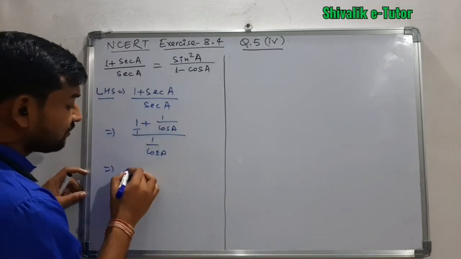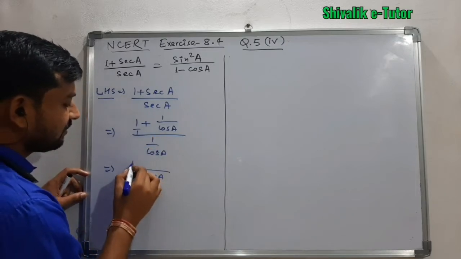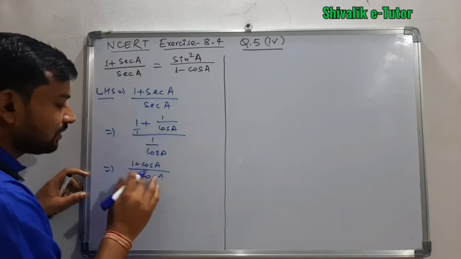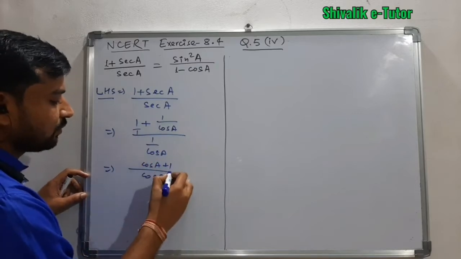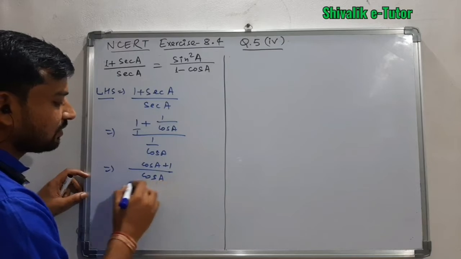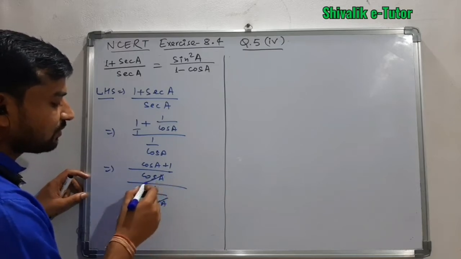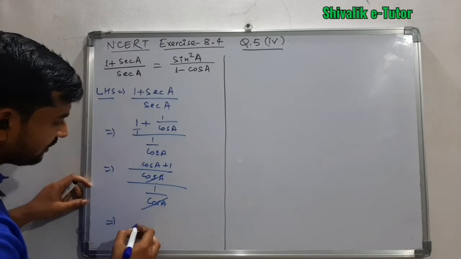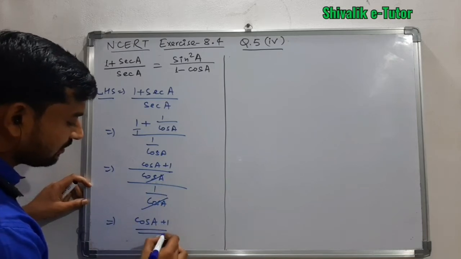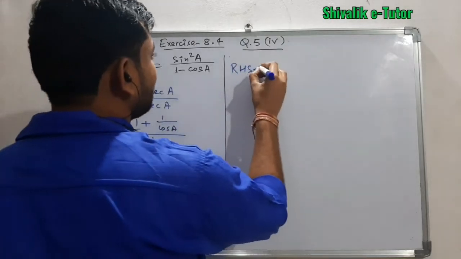If we take LCM in this, we will be getting cos a as the LCM, and this is 1 plus cos a. Cos a plus 1 upon cos a, upon 1 upon cos a. So from here cos a and cos a is cancelled. So what we are getting here? Cos a plus 1. This is the LHS. Similarly, we can solve the RHS from here.